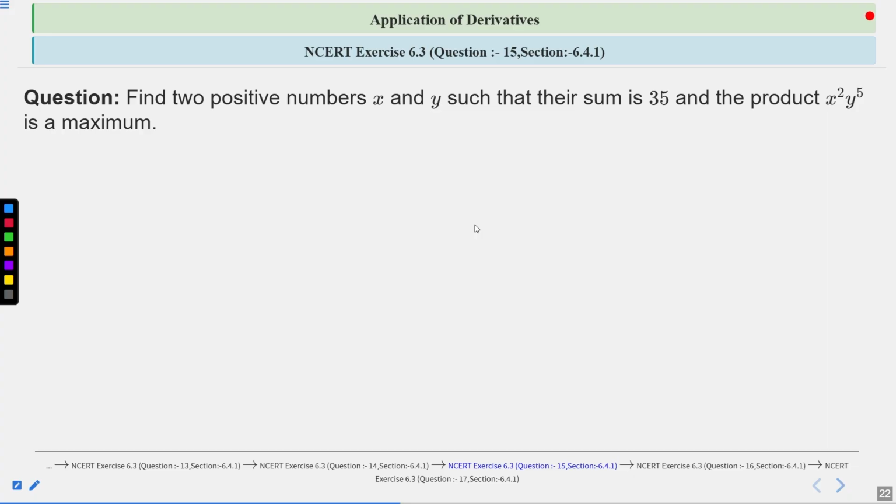Again, you need to apply the same process. You have to try to convert x square y to the power 5 into a one-variable term. After that, you can calculate f dash x by using the product rule. And after calculating f dash x, we will calculate f double dash x to see at which critical points it is getting maximum.